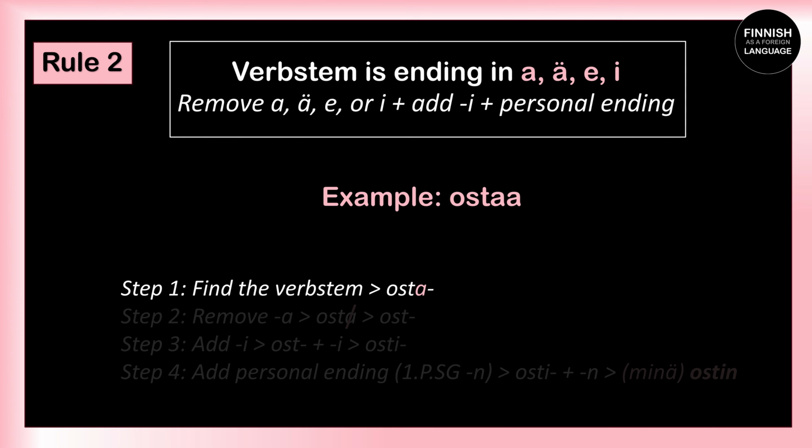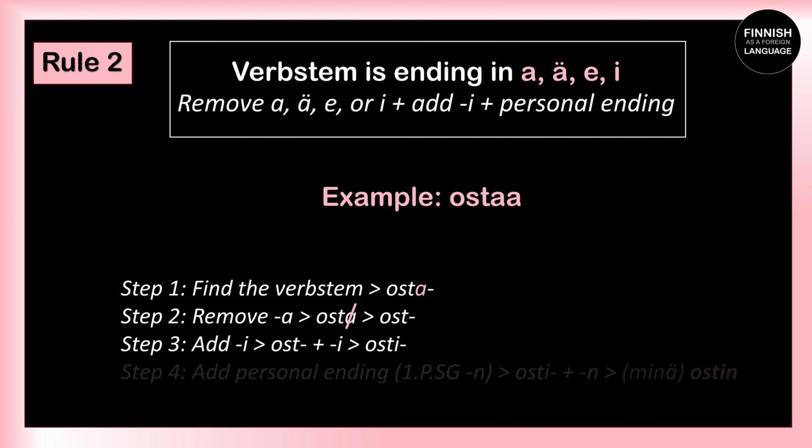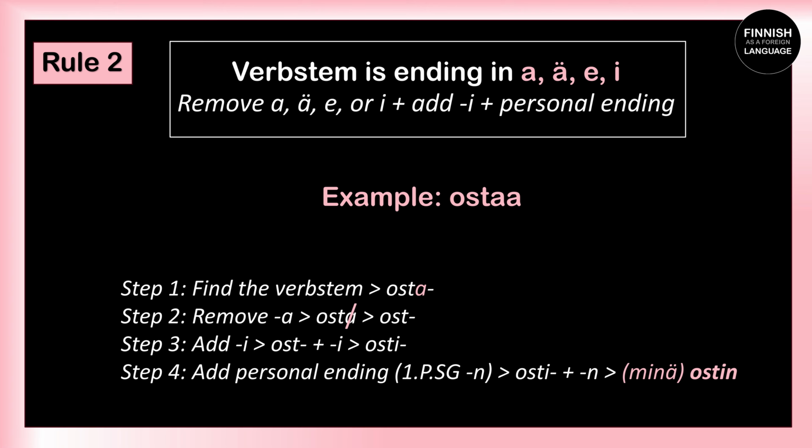In the first step we have to find the verb stem, which is ostaa. So here we see the verb stem is ending in the letter A. Now in the second step we have to remove the A. So that means we remain with ost. In the third step we add the past tense marker I to it. So that means we have ost plus I is osti. And then in our last step we have to add the personal ending. Let's say we want to form the first person singular, so that means we have to add n to it. So we have osti plus n is ostin. Minä ostin means I bought.